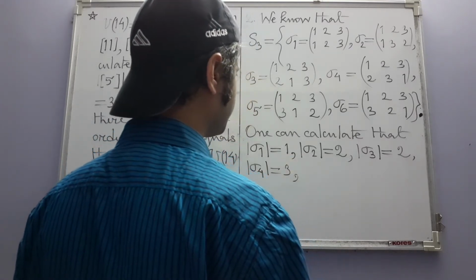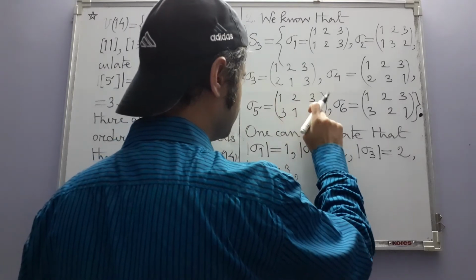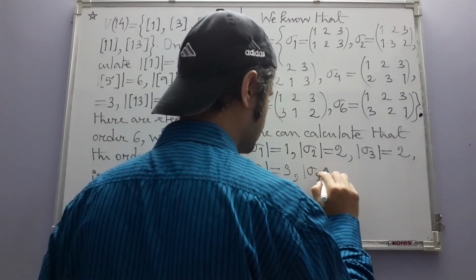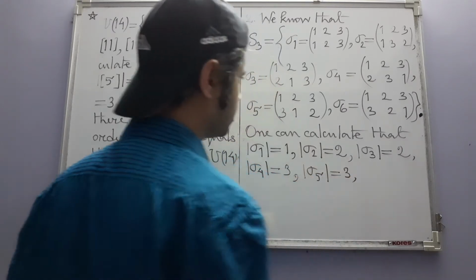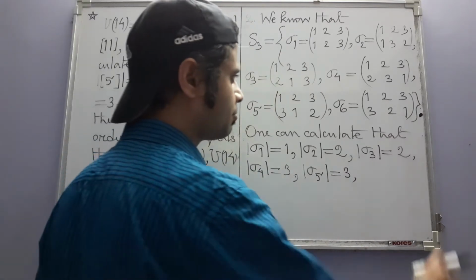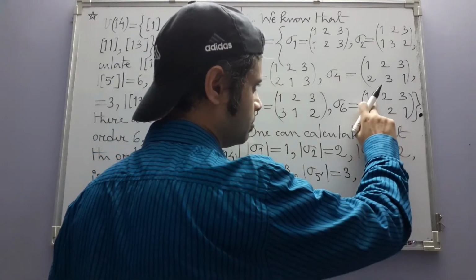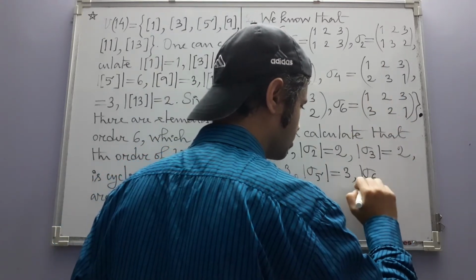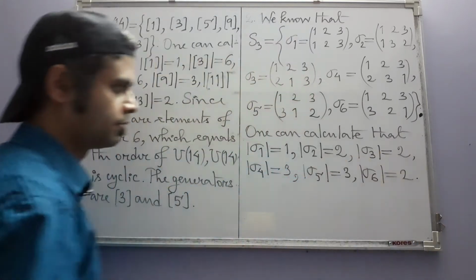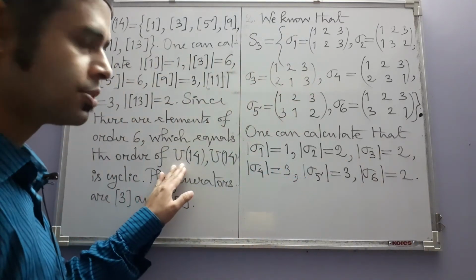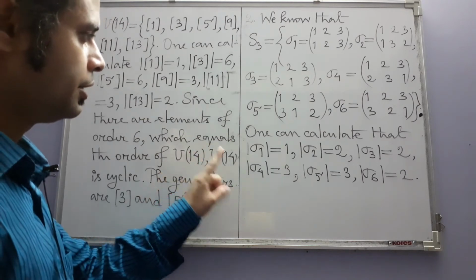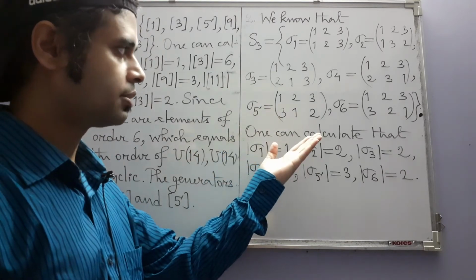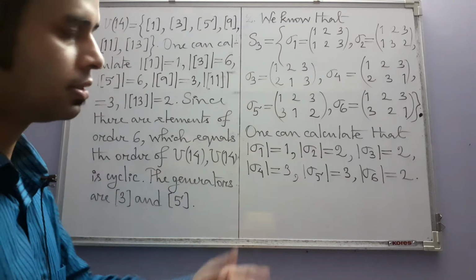Next, sigma 5. 1 to 3, 3 to 2, 2 to 1. So it's also like sigma 4. And here also you can easily see that its order is 3. Sigma 6, however, again interchanges two symbols 1 and 3. So its order is 2. Now note that unlike this one U14, here the orders are quite small, and in fact none of them is equal to the order of the group, which is 6. There are 6 elements in S3.